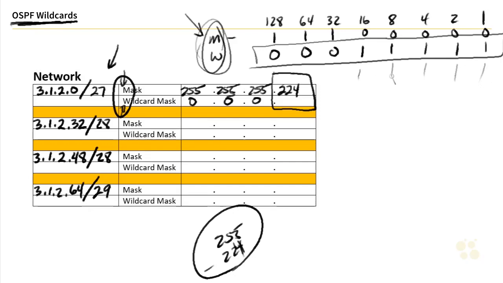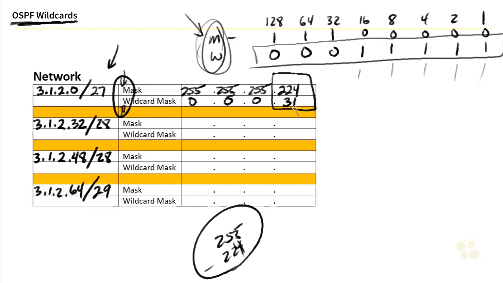16 plus 8 is 24, plus 4 more is 28, plus 2 more is 30, plus 1 is 31, and that's what it would be. The wildcard mask would be 31 in that last octet. It's simply inverting the bits. And if some of you are thinking, wait, what was that shortcut again?